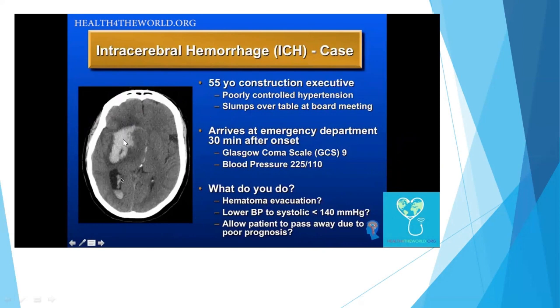You can see here this is the intracerebral hemorrhage. For example, a 55-year-old construction executive comes to you with poorly controlled hypertension and slumps over the table at a board meeting. Due to hypertension, the patient did develop intracerebral hemorrhage, and he arrives at the emergency department 30 minutes after onset with a GCS of 9, and BP is highly increased. What do you do in this case?